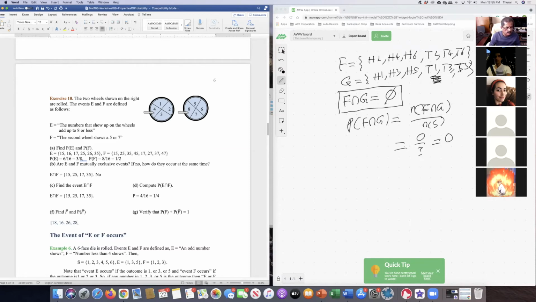Excuse me, Professor. How did we get 1, 8? You know that 1, 8 is part of the sample space, right? And 1, 8 is not here in F. I think it's a little complicated for me because I didn't write out the sample space. Okay, I can write out the sample space.